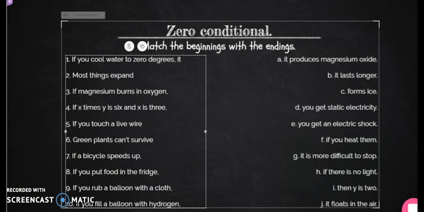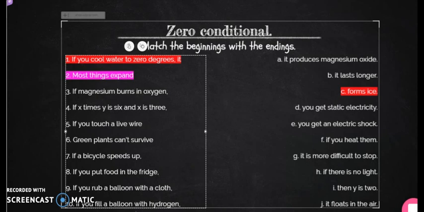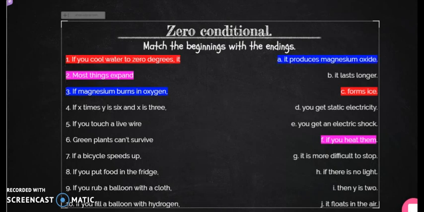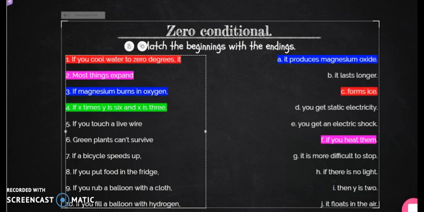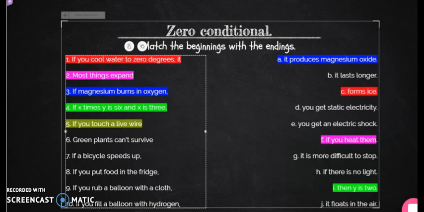Okay, so let's start matching the sentences. For number 1, if you cool water to 0 degrees, it forms ice. For sentence number 2, we start with most things expand if you hit them. Sentence number 3, if magnesium burns in oxygen, it produces magnesium oxide. Number 4, if x times y is 6 and x is 3, it's letter I, then y is 2. Number 5, if you touch a live wire, it's letter E, you get an electric shock and you could die.